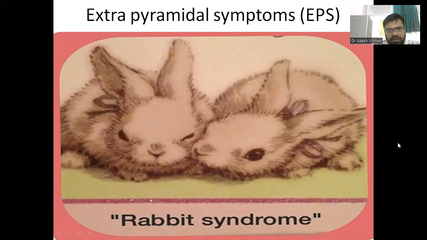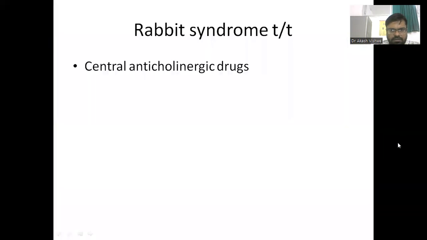The last one of the extrapyramidal symptoms is Rabbit syndrome. Here you can see the lip movement of the patient. It is exactly working like a rabbit. So this is Rabbit syndrome. Treatment of this is central anticholinergic drugs.